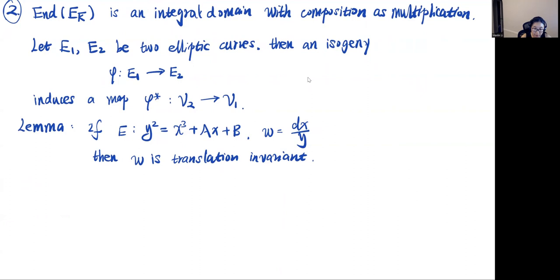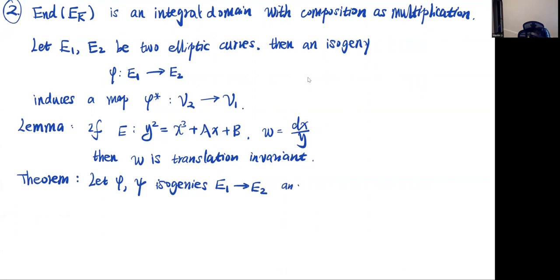Okay, so next, the theorem is that now let's think about two isogenies. Let phi and psi be isogenies from E1 to E2, and consider phi star and psi star as the induced maps on holomorphic differentials, V2 to V1. Then the induced map of phi plus psi on omega equals phi pullback of omega plus psi pullback of omega.